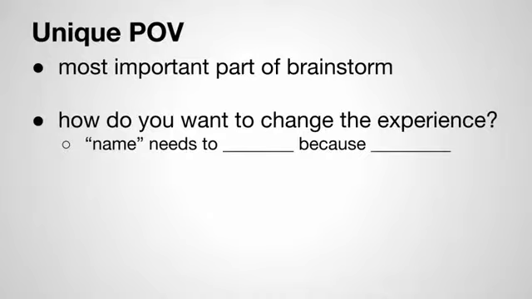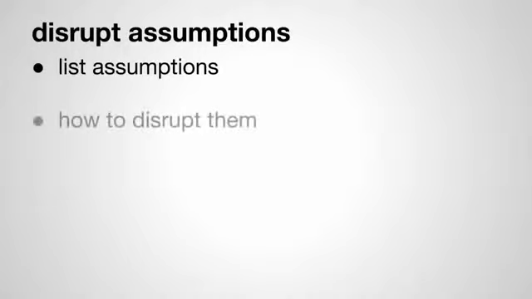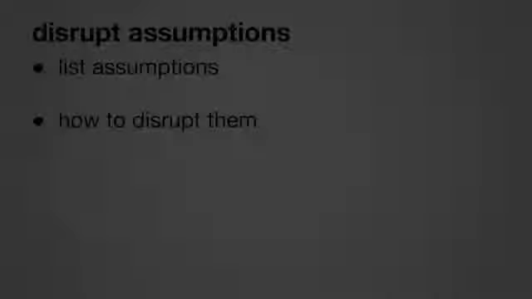One method of how to come up with a unique perspective is to think about disrupting assumptions. And you can do that by listing all the assumptions that you have about an experience and then thinking of all the ways you can change things if you didn't have to have those assumptions. And I'll give you some examples.